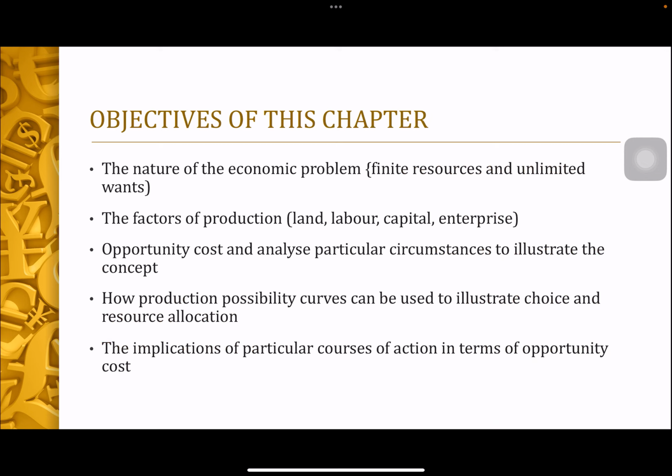In this chapter, we are going to discuss the nature of the economic problem, that we have finite resources and unlimited wants. Then we are going to discuss the factors of production that are land, labor, capital and enterprise. We'll also discuss opportunity cost and analyze the circumstances to illustrate the concept.